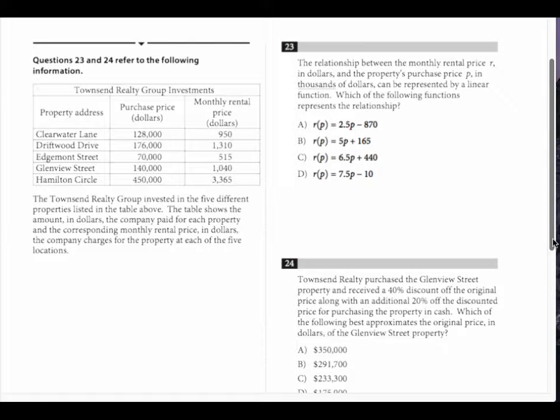All right, here we go. For problems 23 and 24, we got to refer to this table of values. Let me read the caption here. It says, the Townsend Realty Group invested in 5 different properties listed in the table above.